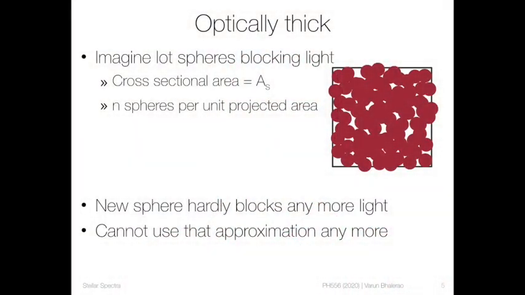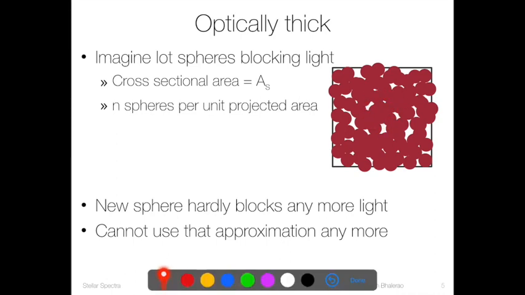On the other hand, suppose I have what is called an optically thick case. Suppose these spheres are actually atoms or something like that which are absorbing light, but now I have crammed a lot more of these atoms into the same box. Here you see a box which has a lot more of these spheres. Now if I add one sphere here, in this part, it is hardly blocking any additional light as compared to what is already being blocked. So my linear assumption, where the fraction blocked was linearly proportional to the number of spheres doing the blocking, is no longer valid.